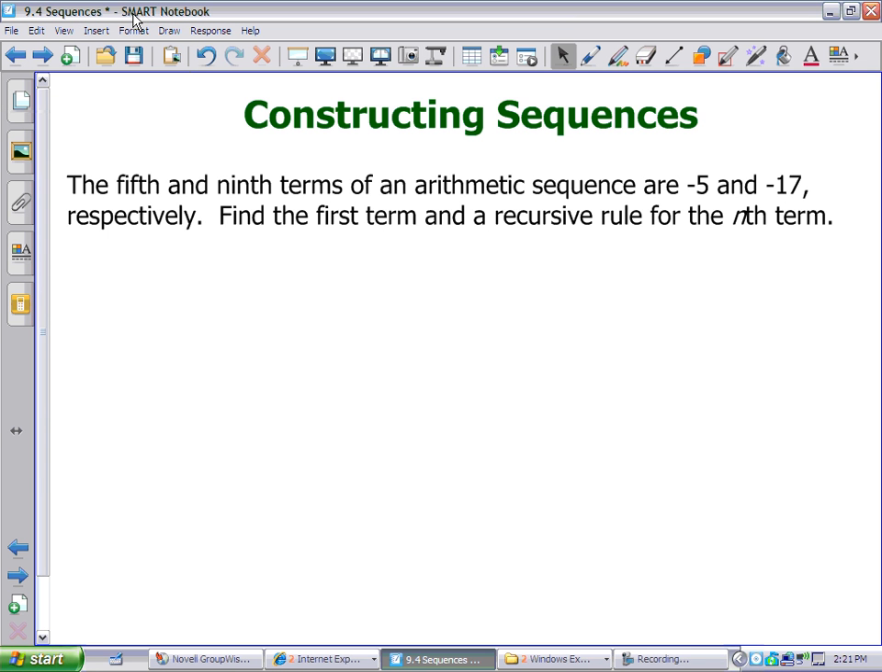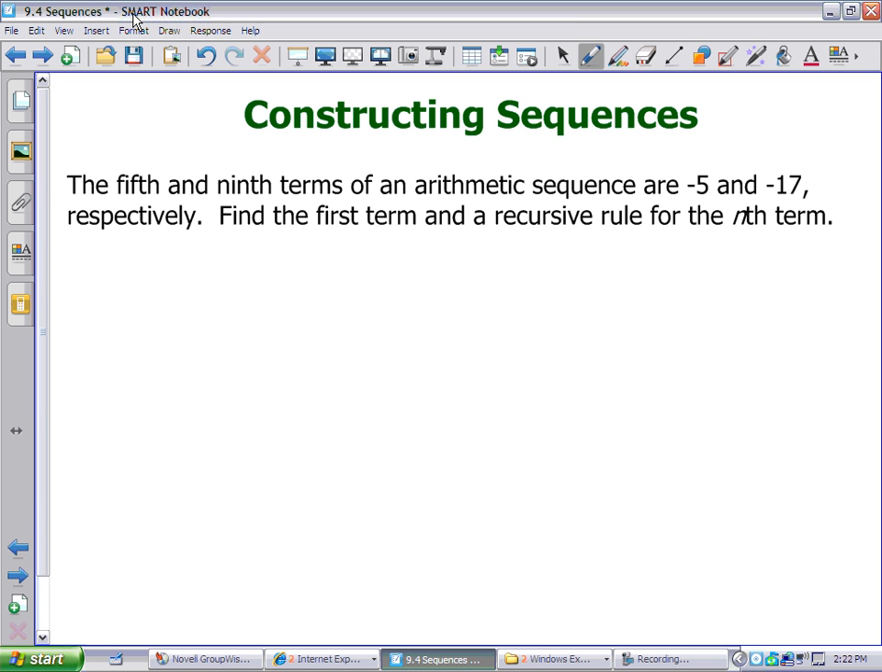Okay, this is your last video for section 9.4. This is constructing sequences. This is when they're not giving you enough information where you can start by looking for your common ratio or your common difference, depending on if it's arithmetic or geometric. Here they're telling me that I have a fifth term and a ninth term, and that it's arithmetic.